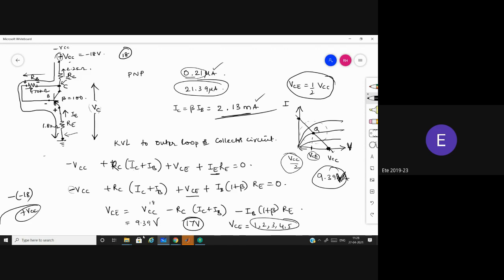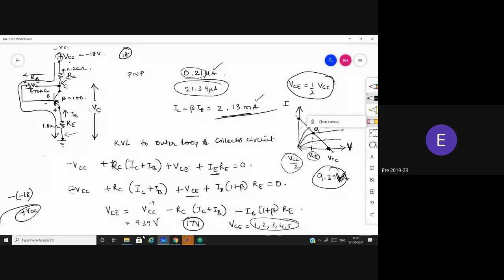This is the shortcut method to verify whether the problem, whatever you have solved, is right or wrong. You can verify yourself. It doesn't mean that it will be exactly half, and you should not write 9 volt directly. If it is nearby equal, it might be 10 also. It might be 8 also, but it is near to half of that.